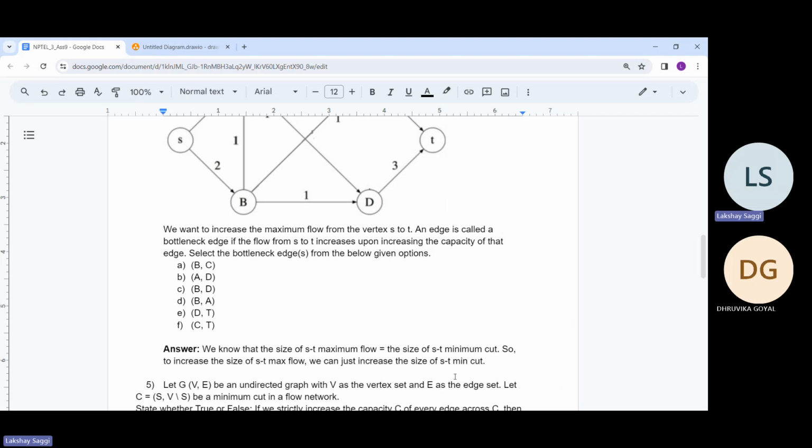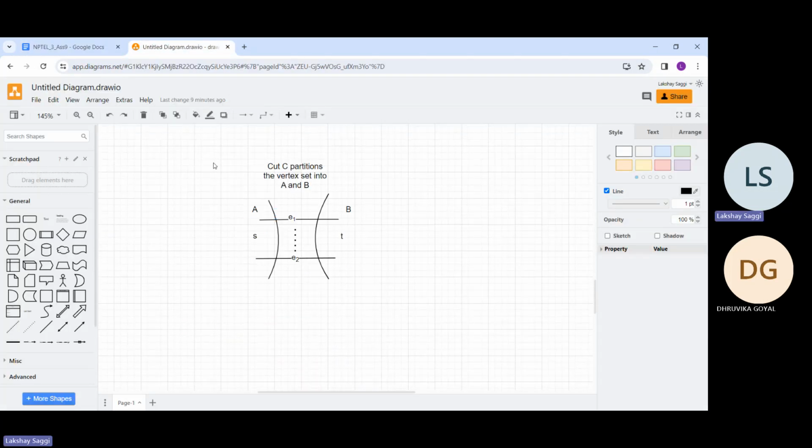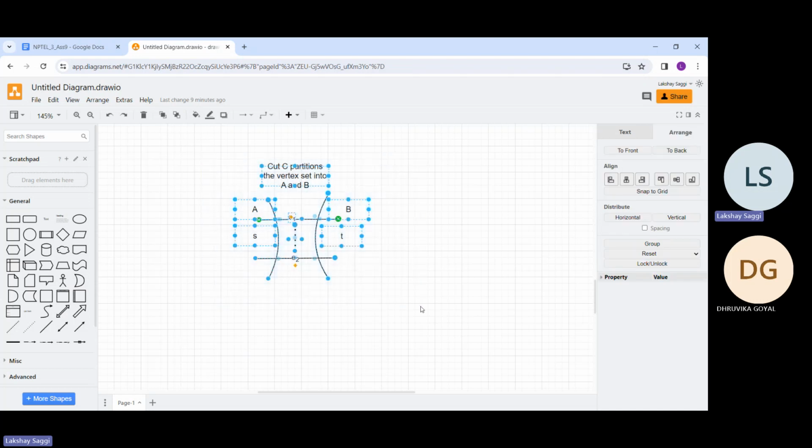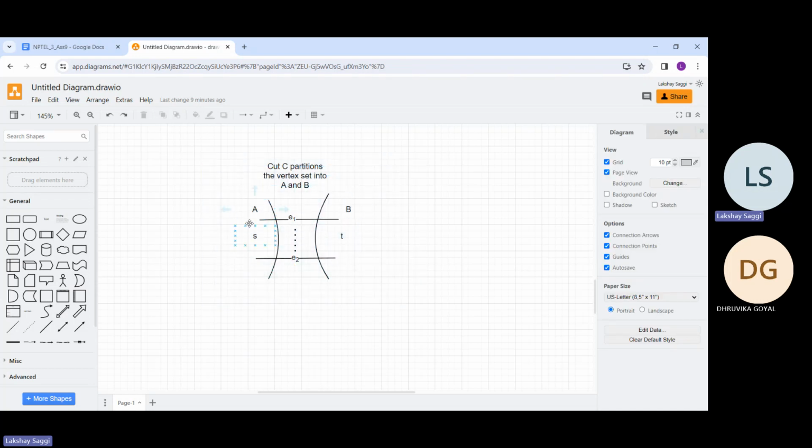But what actually is the size of a min cut? The size of a min cut is just the sum of capacities of the edges going across that cut. So there are some edges, let's say E1, E2, E3, going across a minimum cut. Suppose in this diagram, this was the cut C which partitioned the vertices into vertex sets A and B, and this was the min cut, with edges E1, E2, and some edges in between going across it.